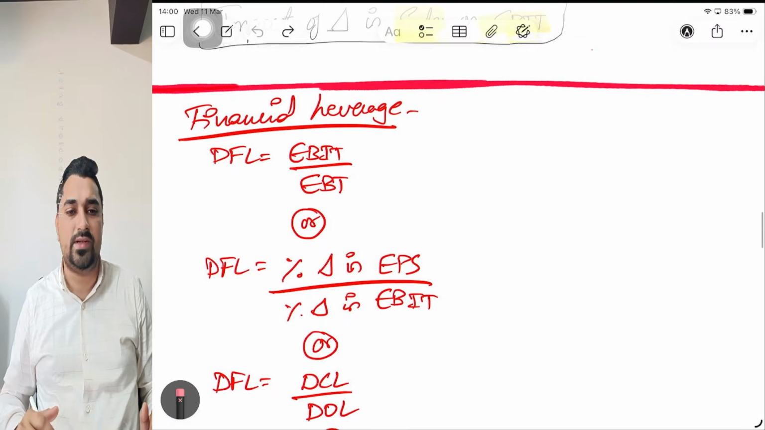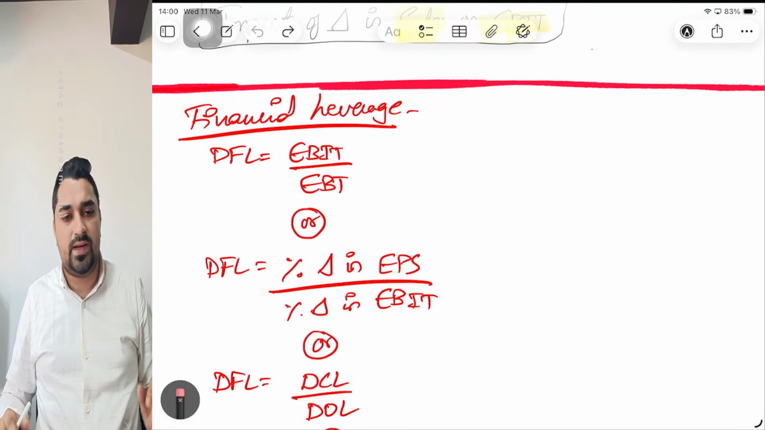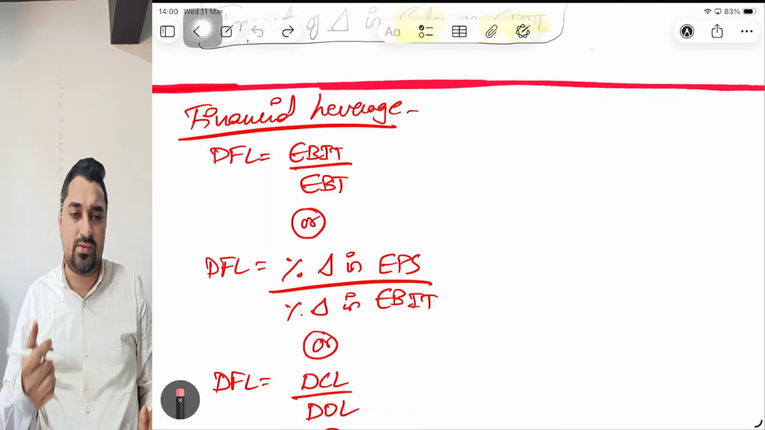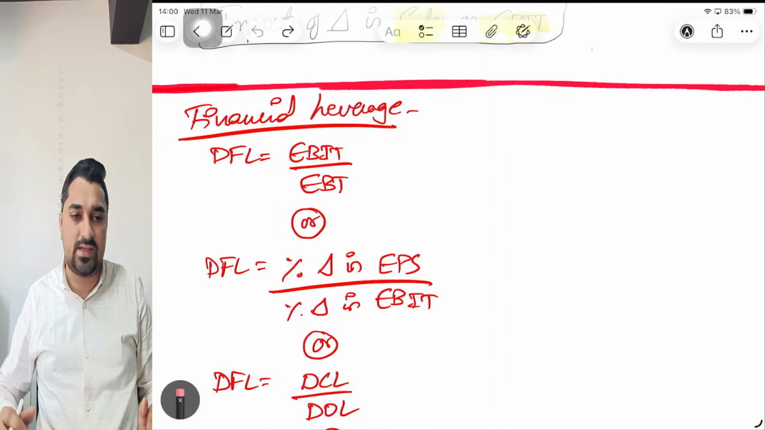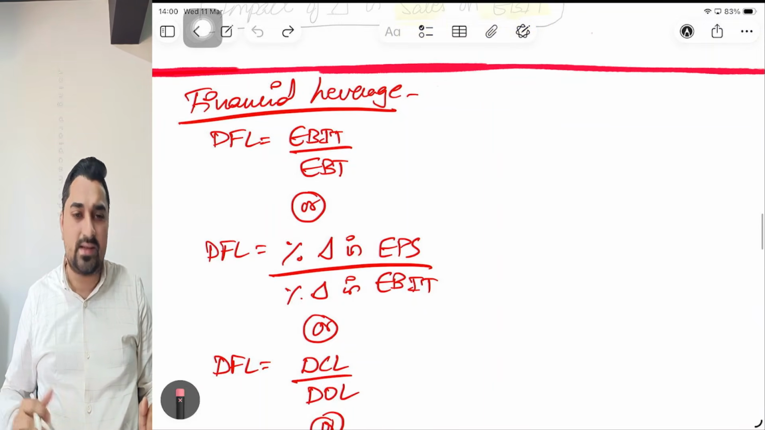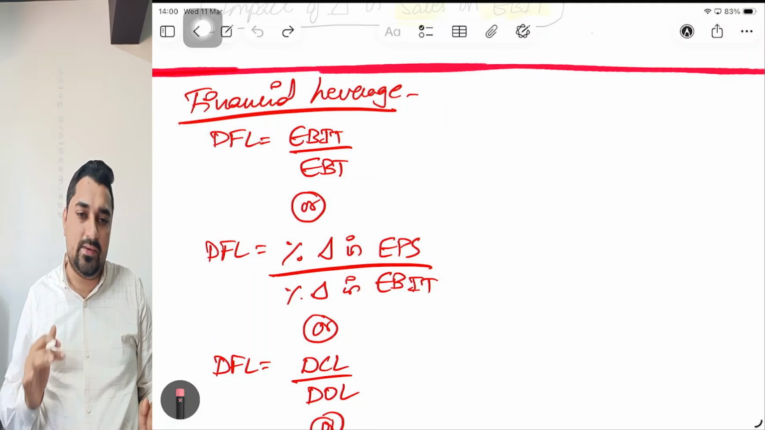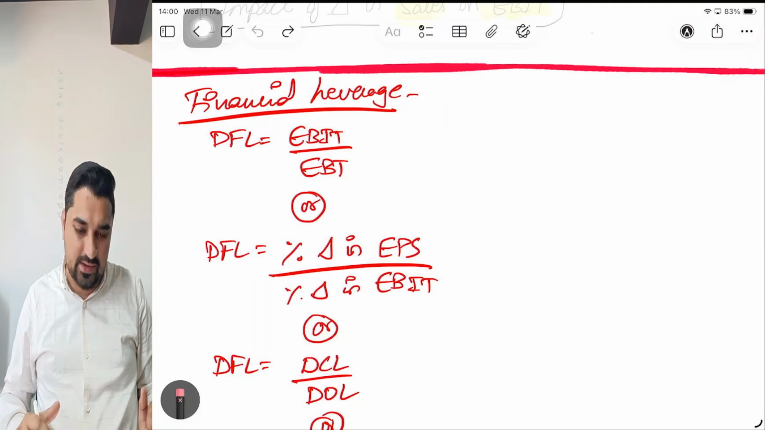Coming to financial leverage, very, very important. So how do you calculate financial leverage? Financial leverage measures financial risk. Financial risk arises because of two things: one is interest, one is gross share preference dividend. So first set of formulas where your capital structure does not have preference share capital as a source of capital. In that case, DFL formula: EBIT divided by EBT.